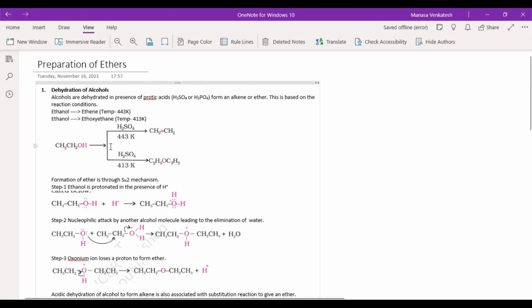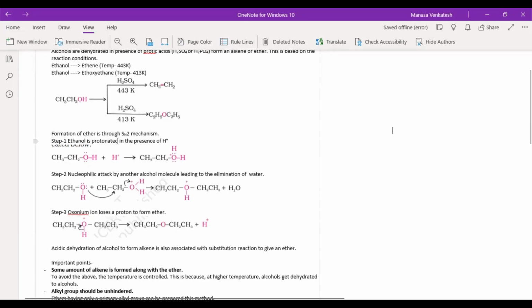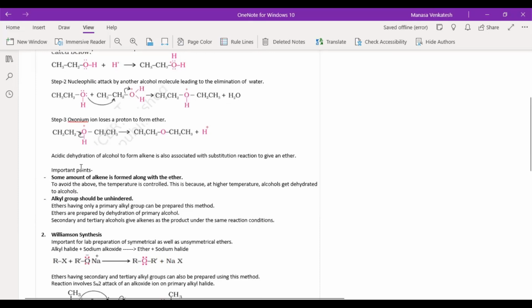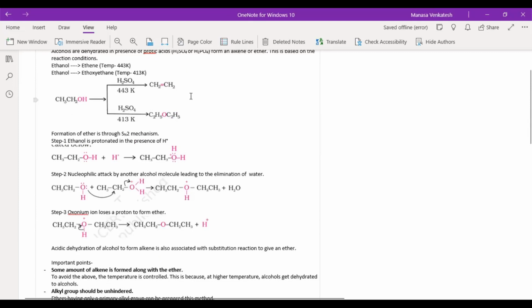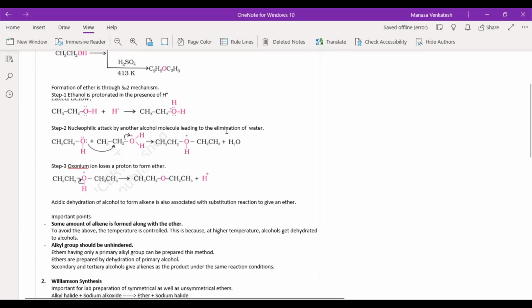So this reaction condition actually is very important, and based on the reaction condition, that is the temperature, we get various products. The mechanism will be discussed in the next video. There are two very important points. There is some amount of alkene which will form in this reaction along with the ether. The reason is, when there is an increase in temperature, the alkene is formed. So to avoid the formation of alkene, the temperature has to be controlled to the maximum extent possible.